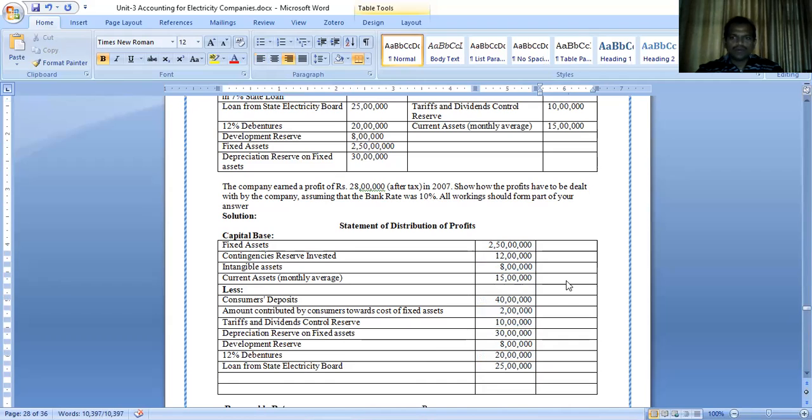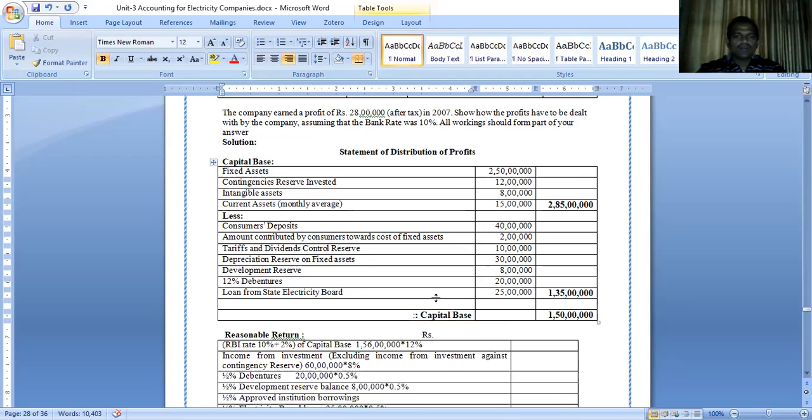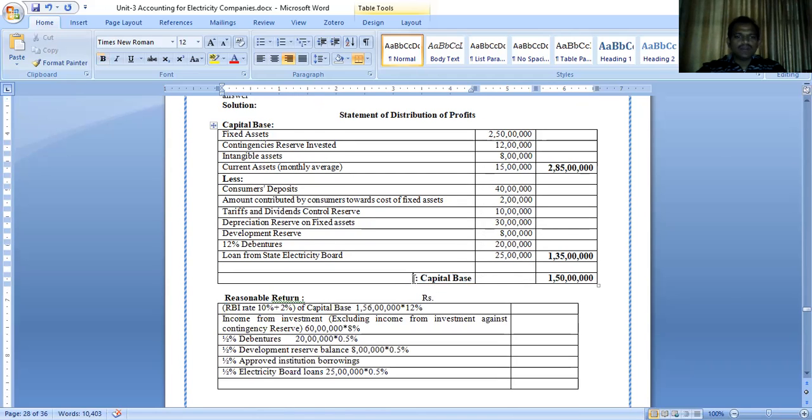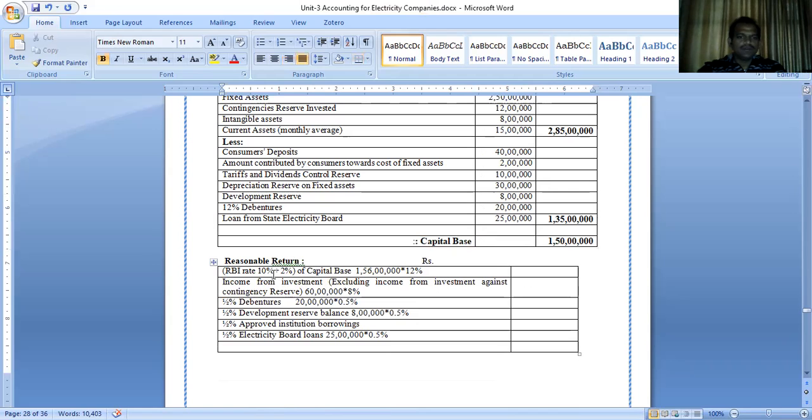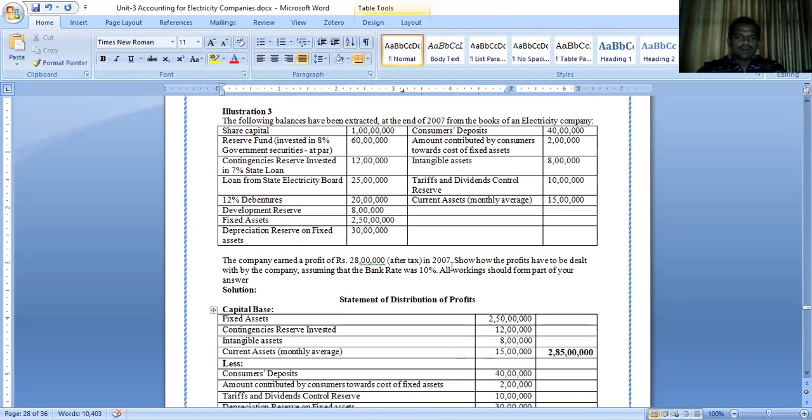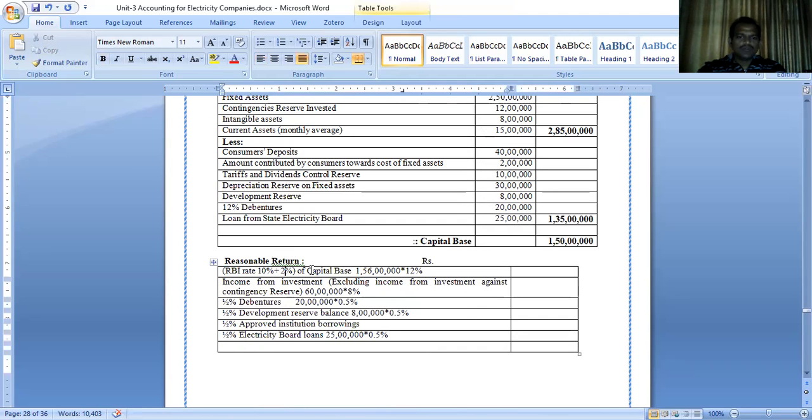It comes to around 2 crore 85 lakhs and the deductible items are 1 crore 35 lakhs. Finally, the capital base is 1 crore 50 lakhs. By using this capital base, we have to calculate the reasonable return. The bank rate is 10% plus 2%, so a total of 12% we have to calculate on the capital base.